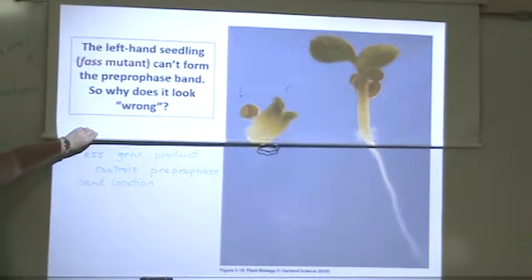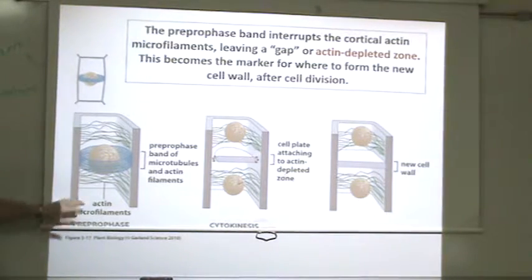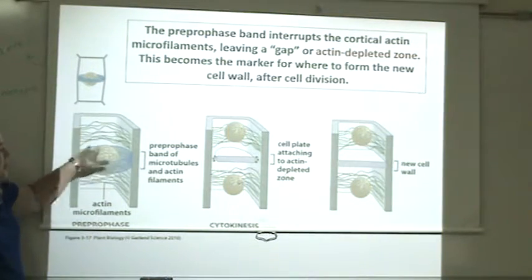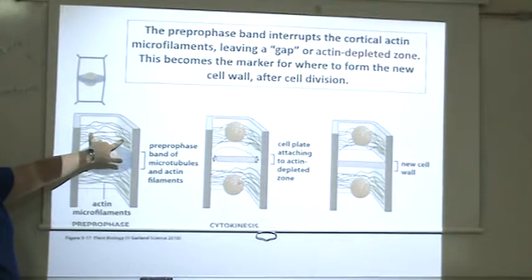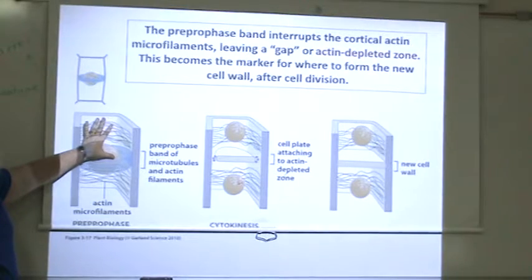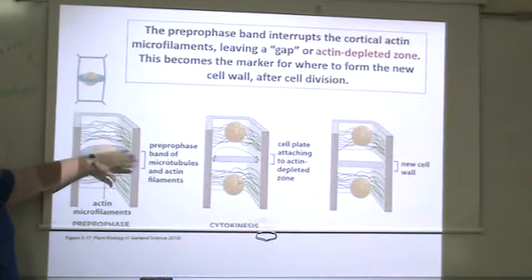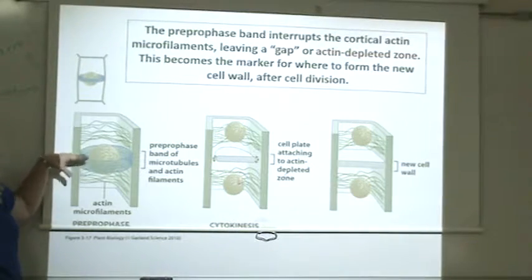I'm going to roll this down and go back. So a FOS mutant would not necessarily form the pre-prophase band here. It might form it up here. It might form it in a completely different axis. Cells are dividing, but they are not dividing in the appropriate way for a plant.